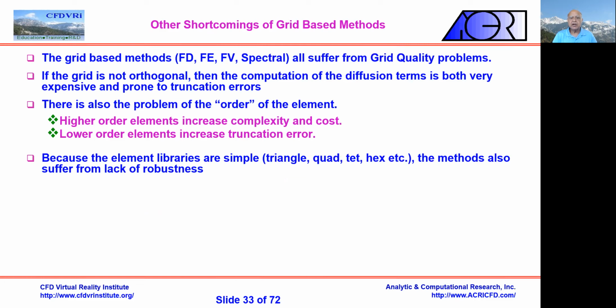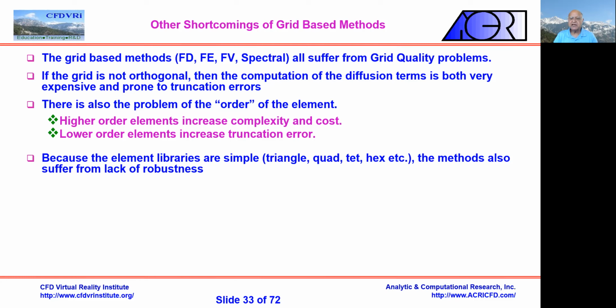So the grid-based methods all suffer from grid quality issues. This is true of finite differences, finite elements, finite volume, spectral, all. If the grid is not orthogonal to the faces of the control volumes or faces of the elements, then the computation of the diffusion term becomes very expensive, and it's prone to truncation errors. There's also that the higher order of the elements is lost when you go to these higher order elements, right? And then if you use lower order, then there is a truncation error.